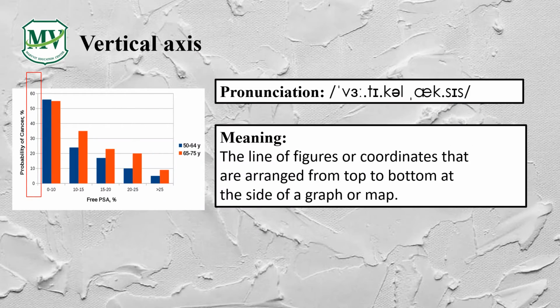Please repeat the word after me. Vertical axis. A vertical axis is the line of figures or coordinates that are arranged from top to bottom at the side of a graph or a map.